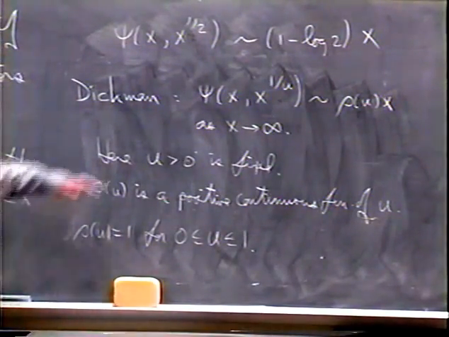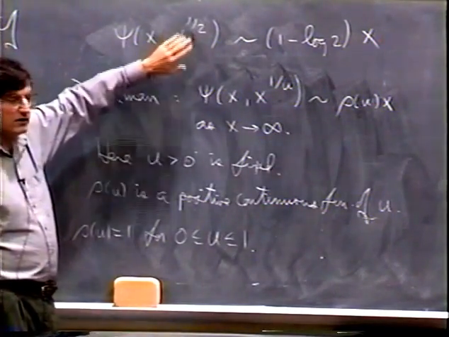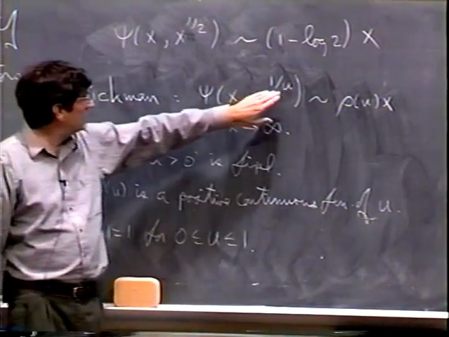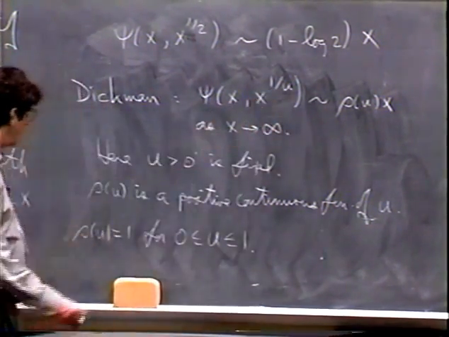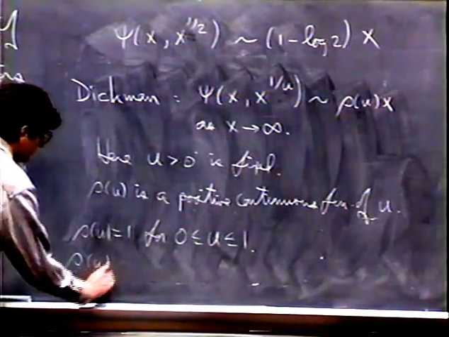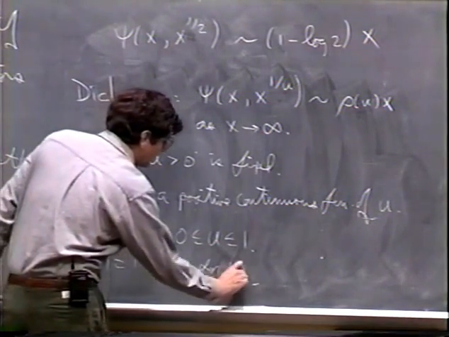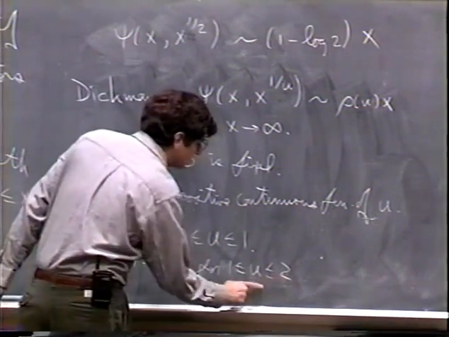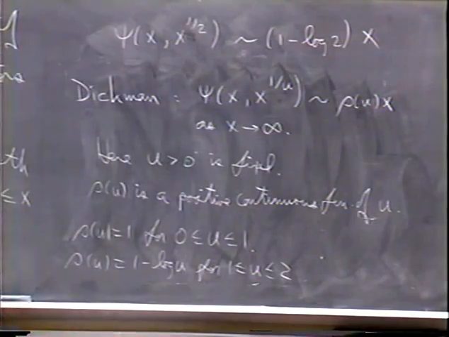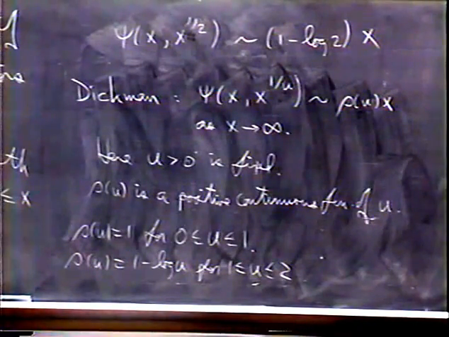By generalizing this argument here for the exponents between 1/2 and 1, in other words, for the u's between 1 and 2, we can get an exact formula for rho of u in that range. Rho of u is equal to 1 minus the natural log of u for 1 less than or equal to u less than or equal to 2. Once u gets beyond 2, there is no simple formula for what rho of u is.